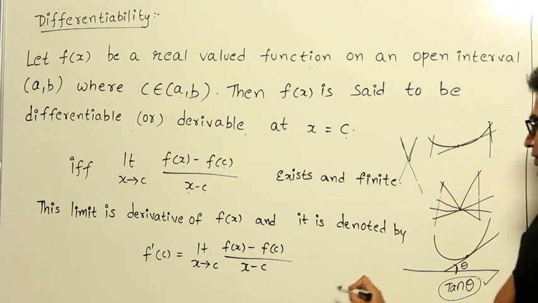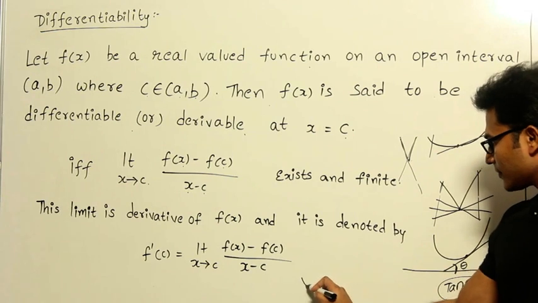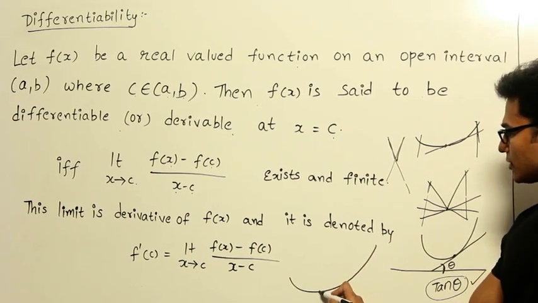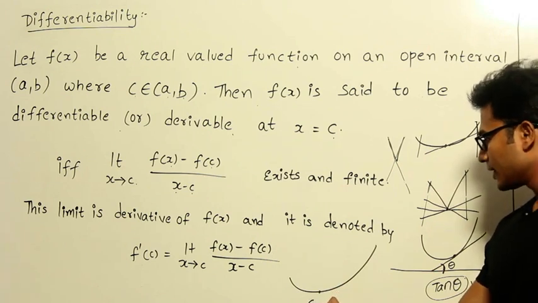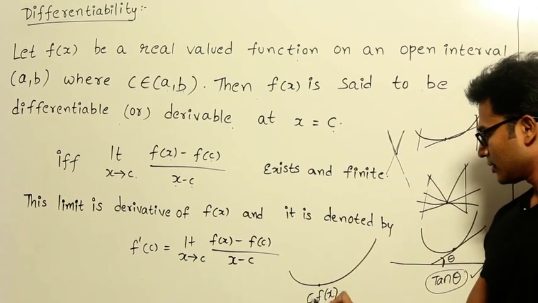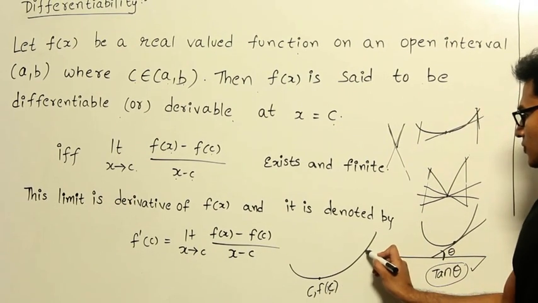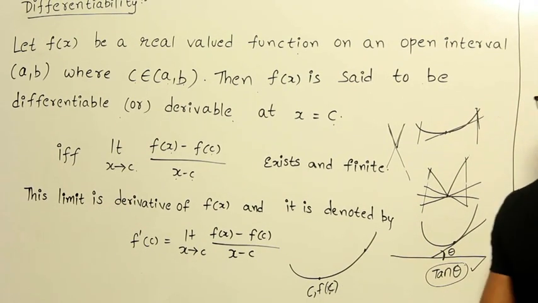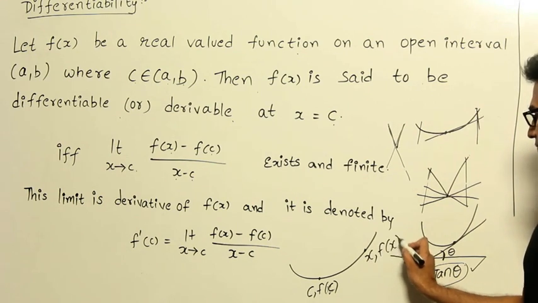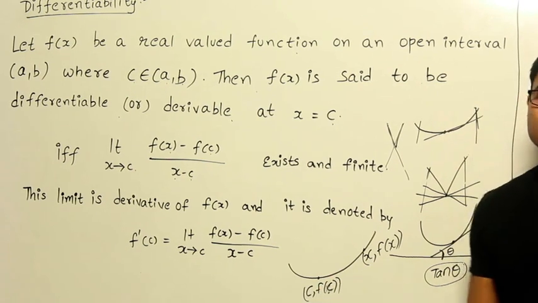So what they are trying to say by this expression is, let us say this is the function, and assume that this is a point on the function. Let's call it (c, f of c), right? And let us assume that there is one more point which is a moving point. Let's say this is (x, f of x), right? Now how can we draw a tangent to a curve?